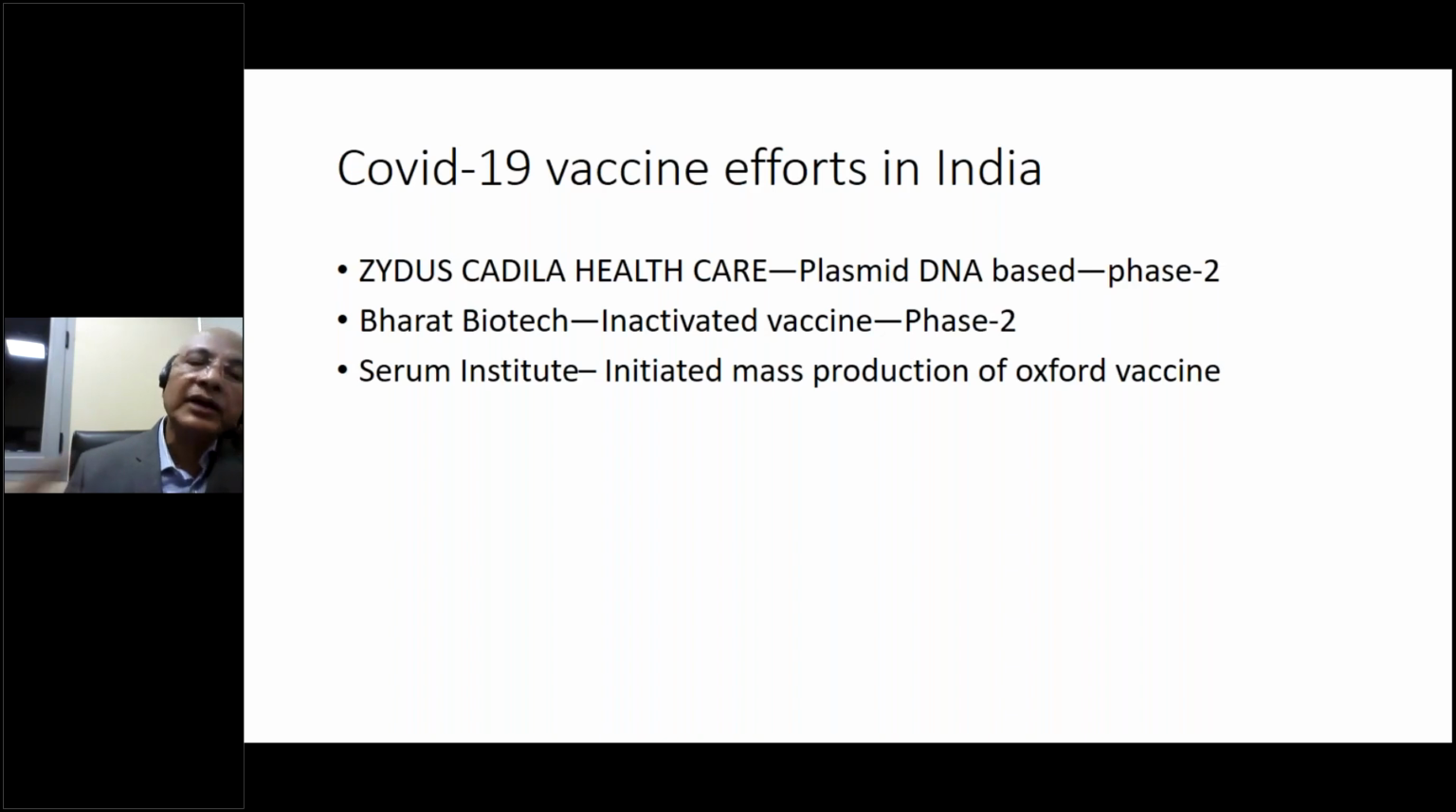And again, as I said, there's a rush against time. They have already started mass production of the Oxford vaccine, though the Oxford vaccine is still in phase 3 and has to be evaluated, reported and approved. But they know the Oxford vaccine is coming, so to cut back on time, they already started. So they'll be well ahead of others.